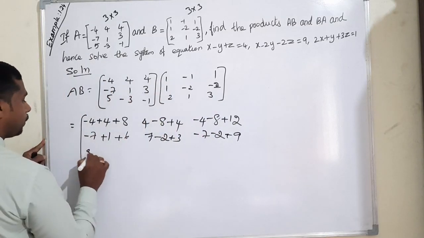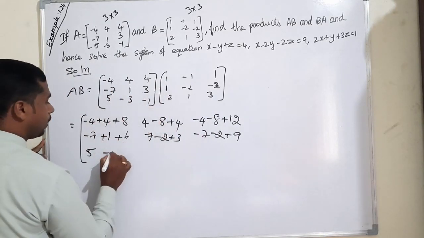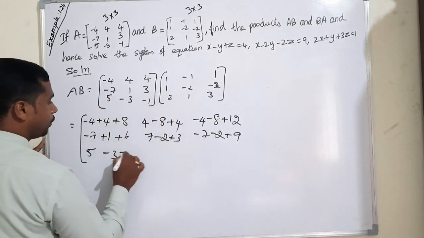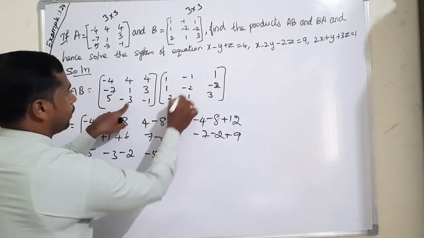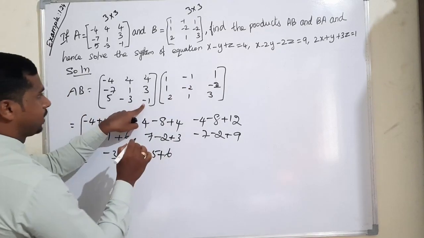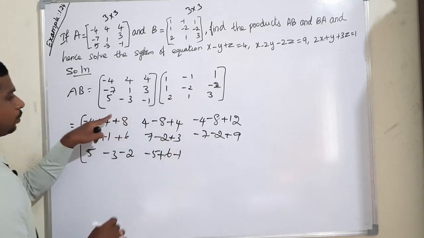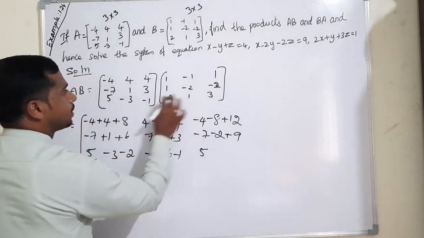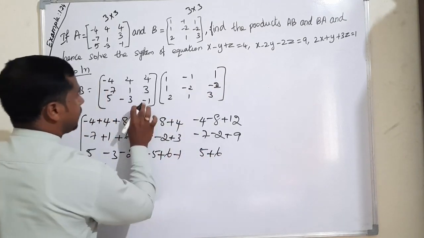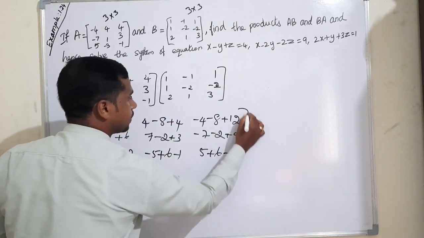5 into 1, positive 5. Minus 3 into 1, minus 3. Minus 1 into 2, minus 2. Again, 5 into minus 1, minus 5. Minus 3 into minus 2, positive 6. Minus 1 into 1, minus 1. Next one, 5 into 1, 5. Minus 3 into minus 2, positive 6. Minus 1 into 3, minus 3.